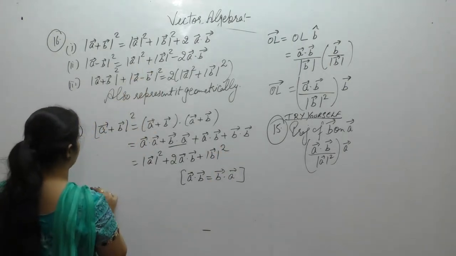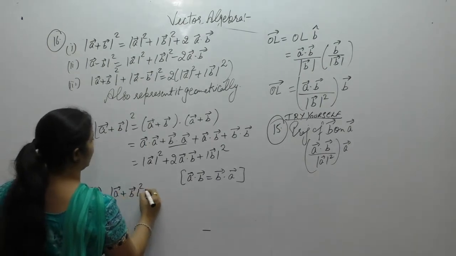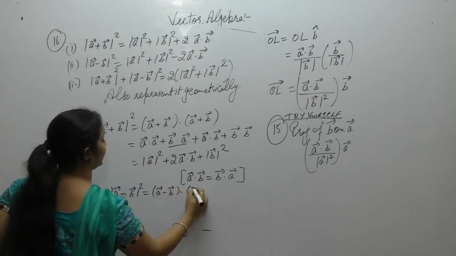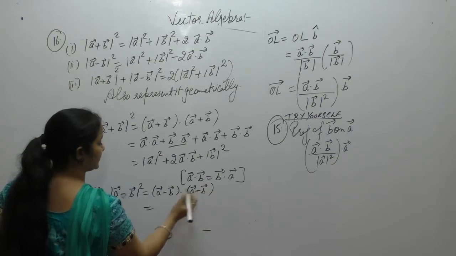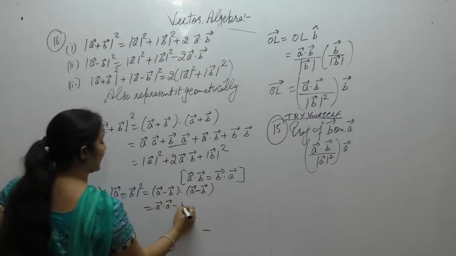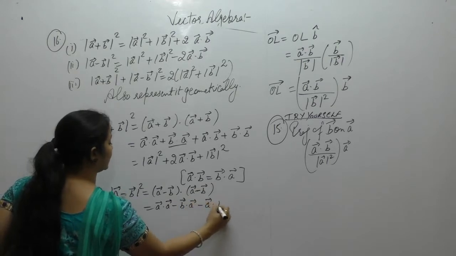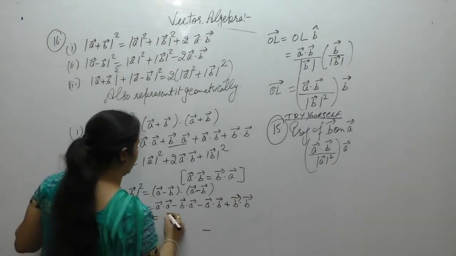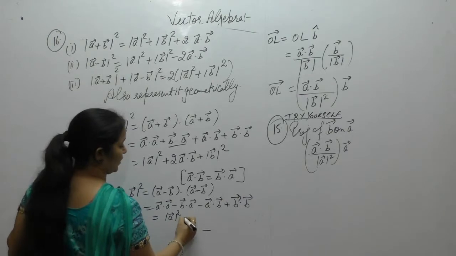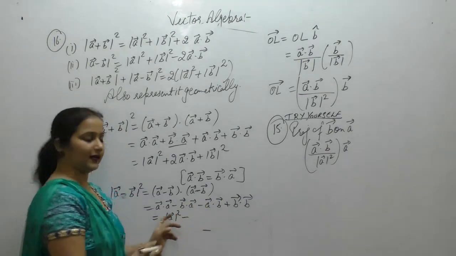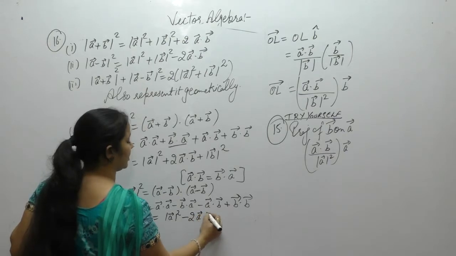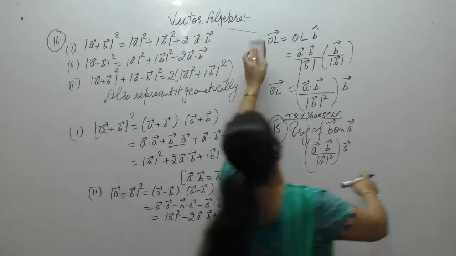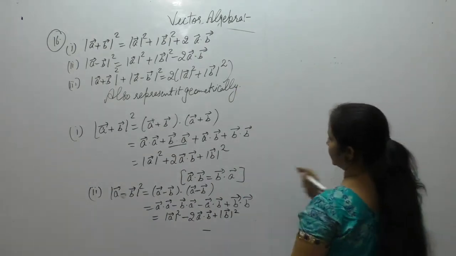Now in the second part, instead of plus sign, here is the negative sign. So A vector minus B vector dot A vector minus B vector. A dot A minus B dot A minus A dot B, minus minus plus B dot B. A dot A is equal to magnitude of A vector square. Again, A dot B and B dot A are equal. Therefore, minus 2 A vector dot B vector plus magnitude of B vector square. First and second part is proved.